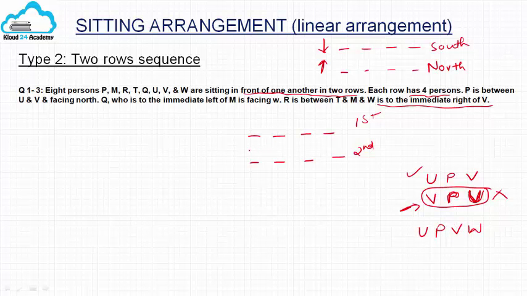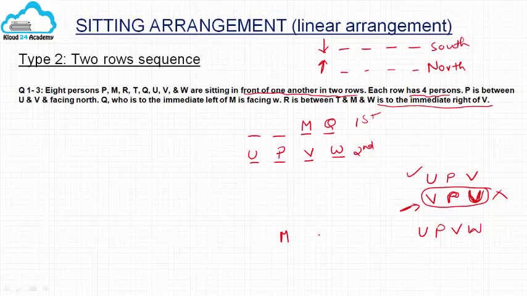So these guys are facing north. We can fill these positions U, P, V and W. Now these 4 spots are left. Let's look at the question again. Q, who is to the immediate left of M, is facing W. So Q is facing W and Q is to the immediate left of M. So M must be here.